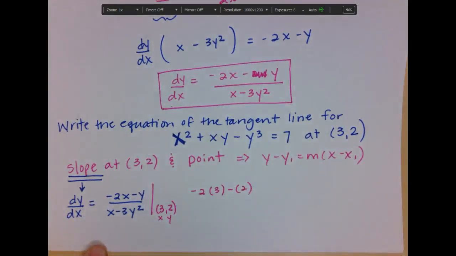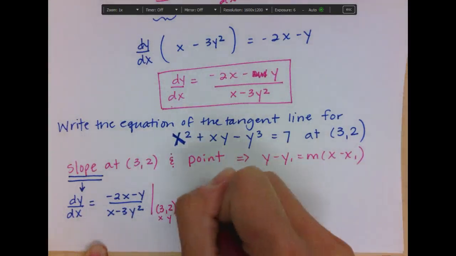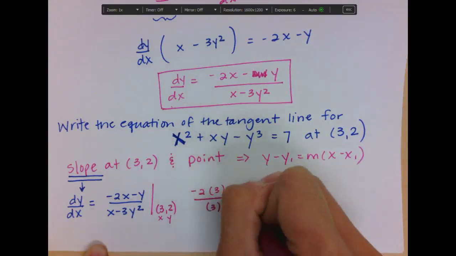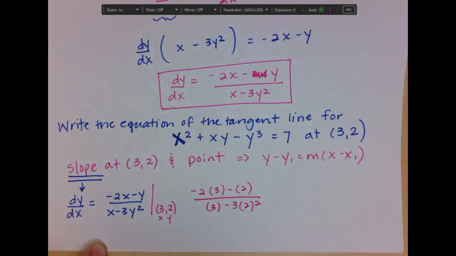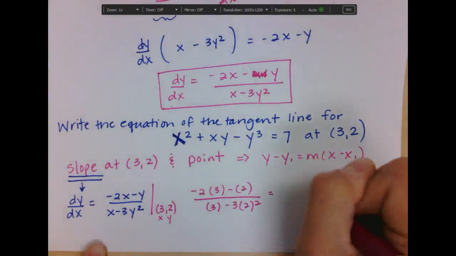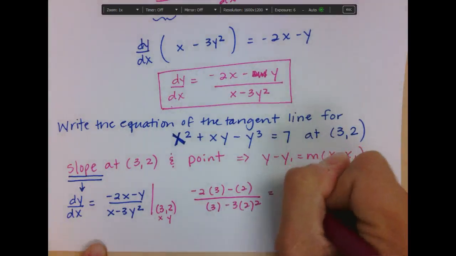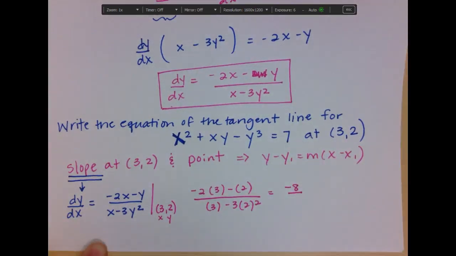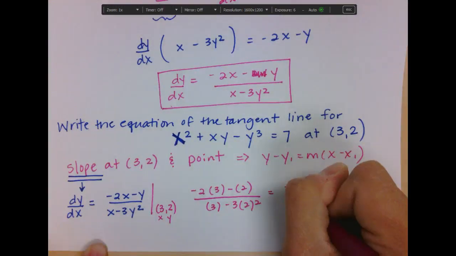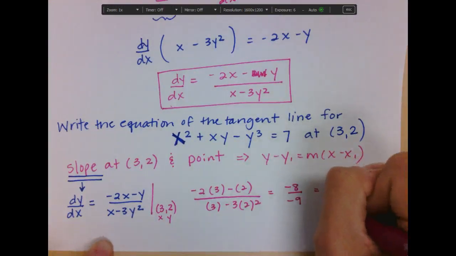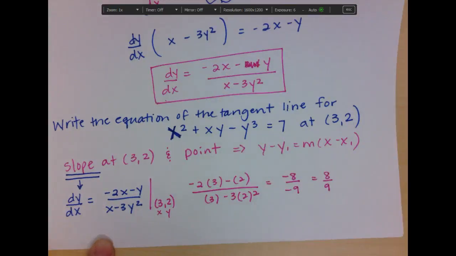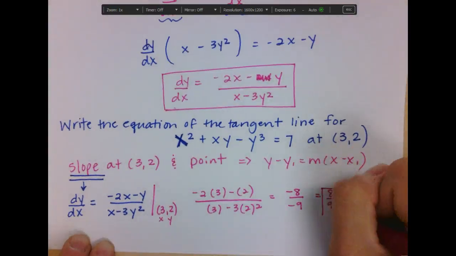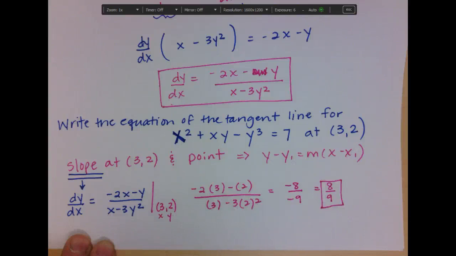So I'm plugging 3 in for x and 2 in for y in order to get my slope, or my derivative, at that specific point. On the top, that gives me negative 6 minus 2, which is negative 8. And on the bottom, I get 3 minus 12, and that's negative 9. Simplifying that gives me 8/9. Alright, so I have my slope at that point, and now I need to write the equation of the tangent line.